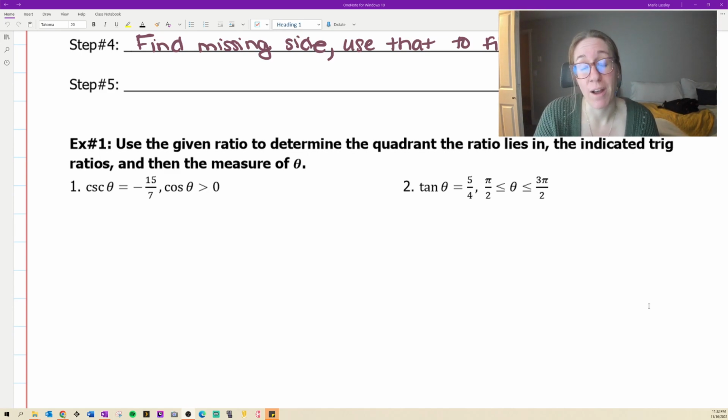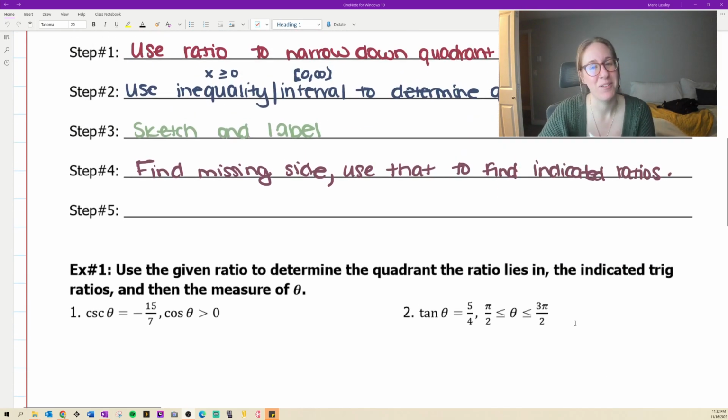So you're going to have to add it to your page too. I'm not reprinting them because it was a billion and I wasted too many trees already for this whole sub situation. Okay, so anyways, you're going to use your missing side to set up the ratio that they want you to set up.